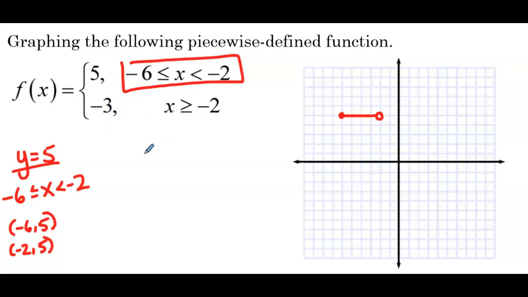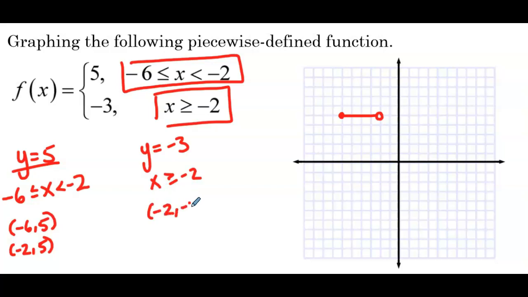Next piece is y equals -3, and we're graphing it on the domain, x is greater than or equal to -2. Okay, so first point, (-2, -3), right? The output's always -3. Now it's going to be a closed point because x is equal to -2. And we want more than 1 point to graph our line, so let's go -1. That's going to be -3.